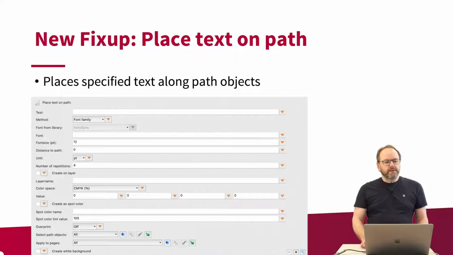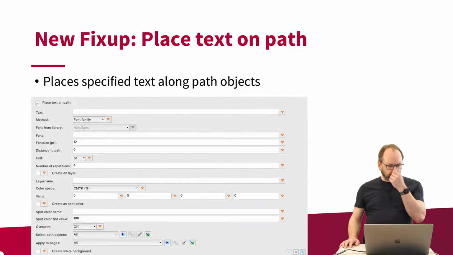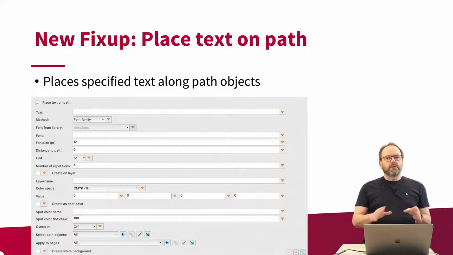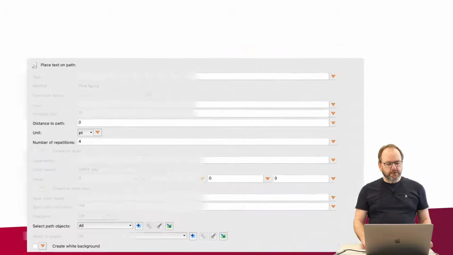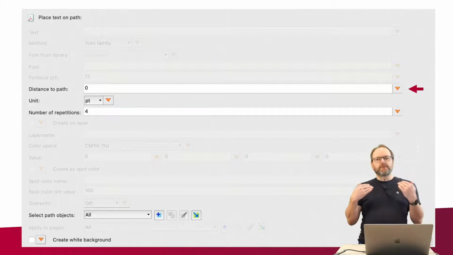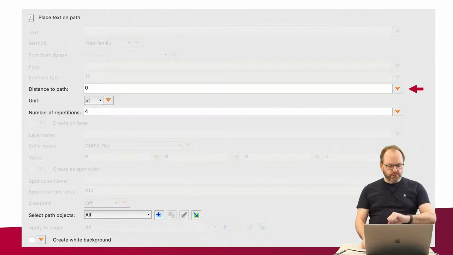It is implemented using a new fix-up, and you can see it there, place text on path. So this is one of the other place something fix-ups. There's a whole bunch of them by now. Of course, the most complex one is place content itself, which uses the HTML template. But here you just have to enter some information, and among the information, you have the distance between the path itself and the text that is going to be added to it.